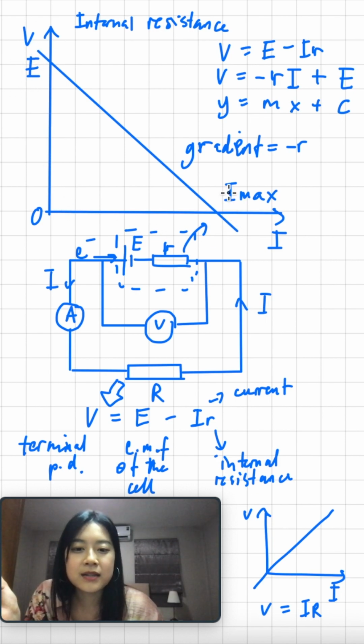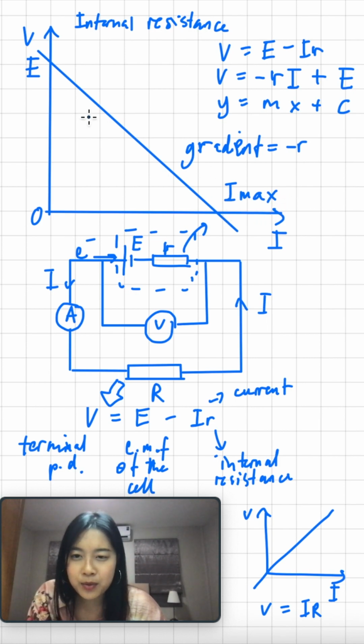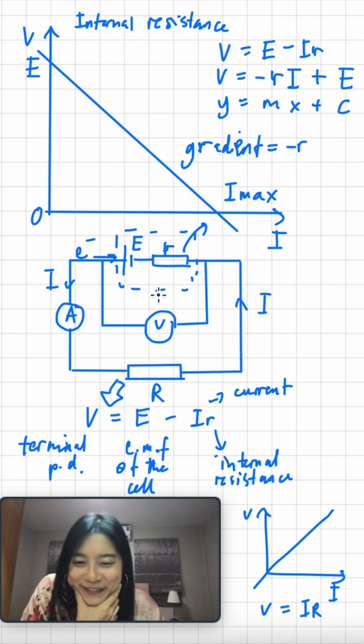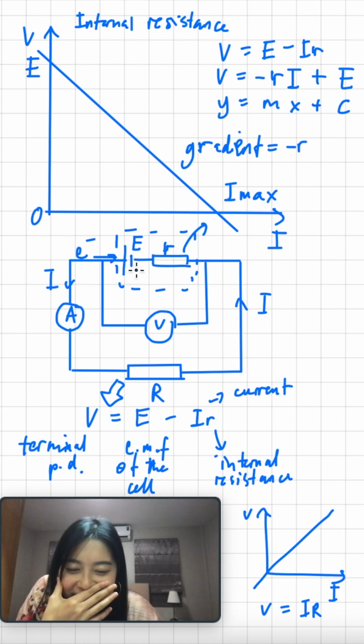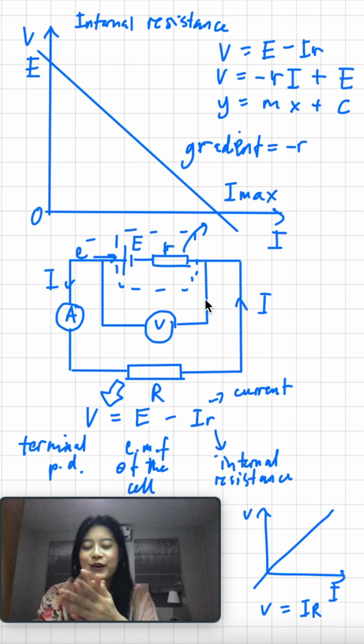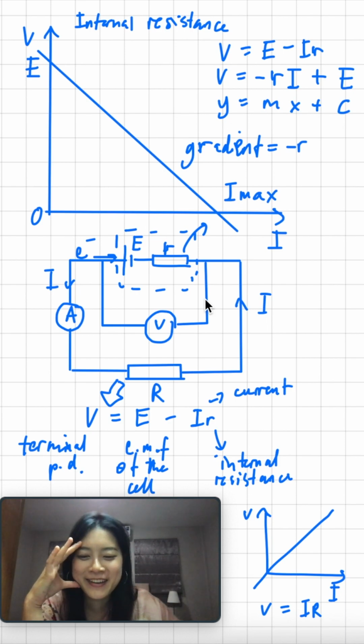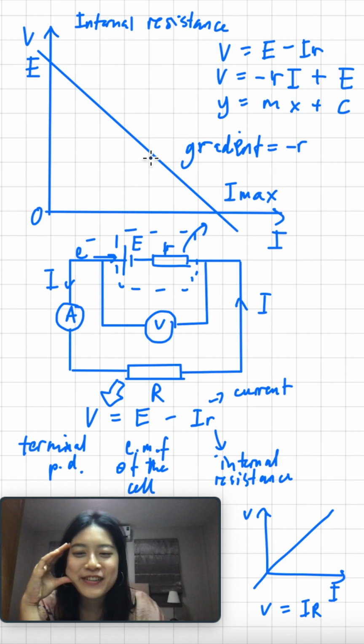And then let's look at this point here, Imax, and see why it's Imax. So at that point, the voltage is 0, and we have maximum current. You know, actually I haven't thought about this for a while. When do we have maximum current? Oh, okay, I got it. Okay, that took a while.